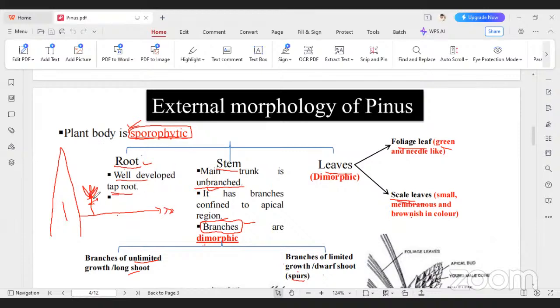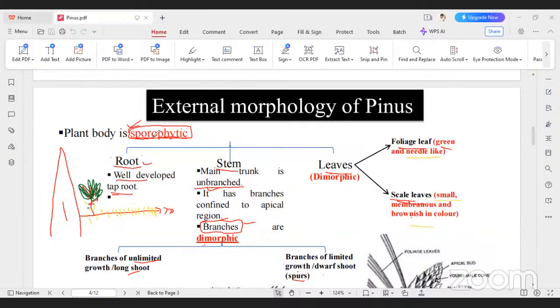Foliage leaves are green in color, and they are only found on dwarf or limited shoots. Apart from that, scale leaves are also present. In long shoots, only scale leaves are present, shown in yellow color. So only two types of branches and two types of leaves are there. This is dimorphic foliage, another name is needle scale leaf.